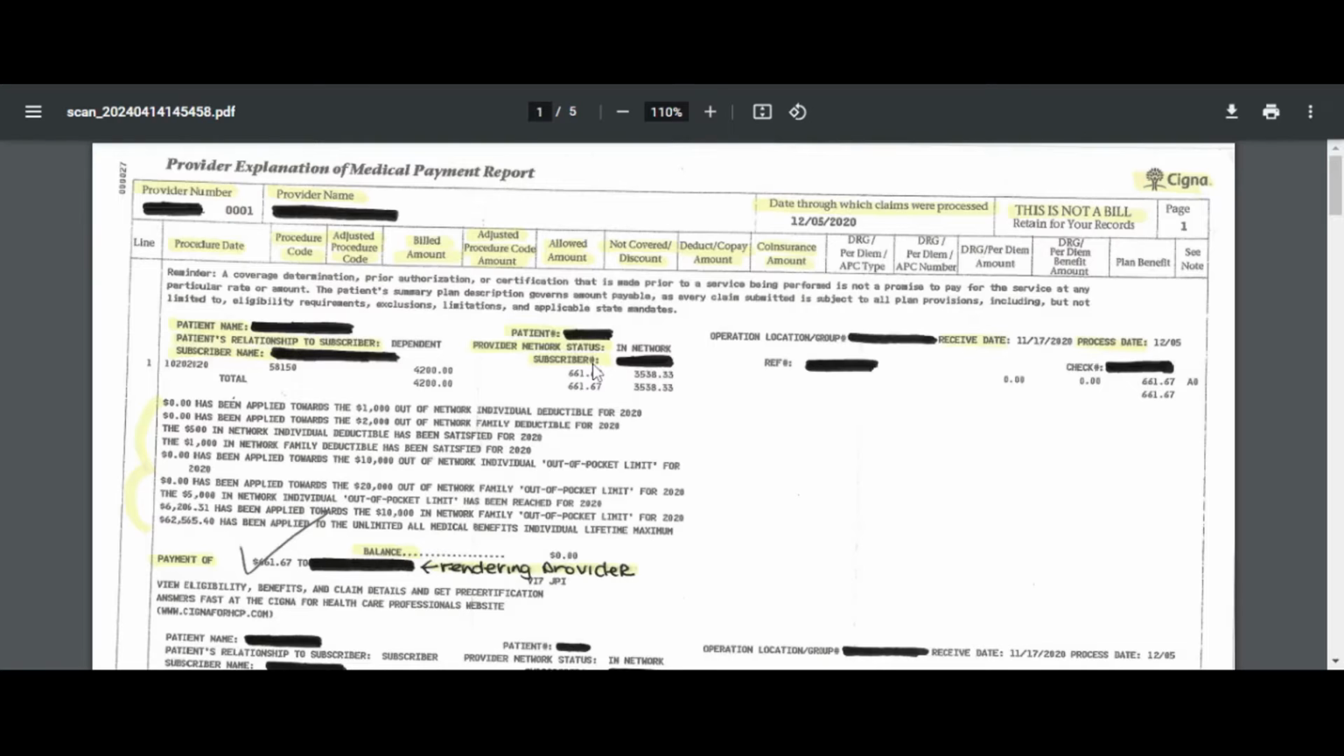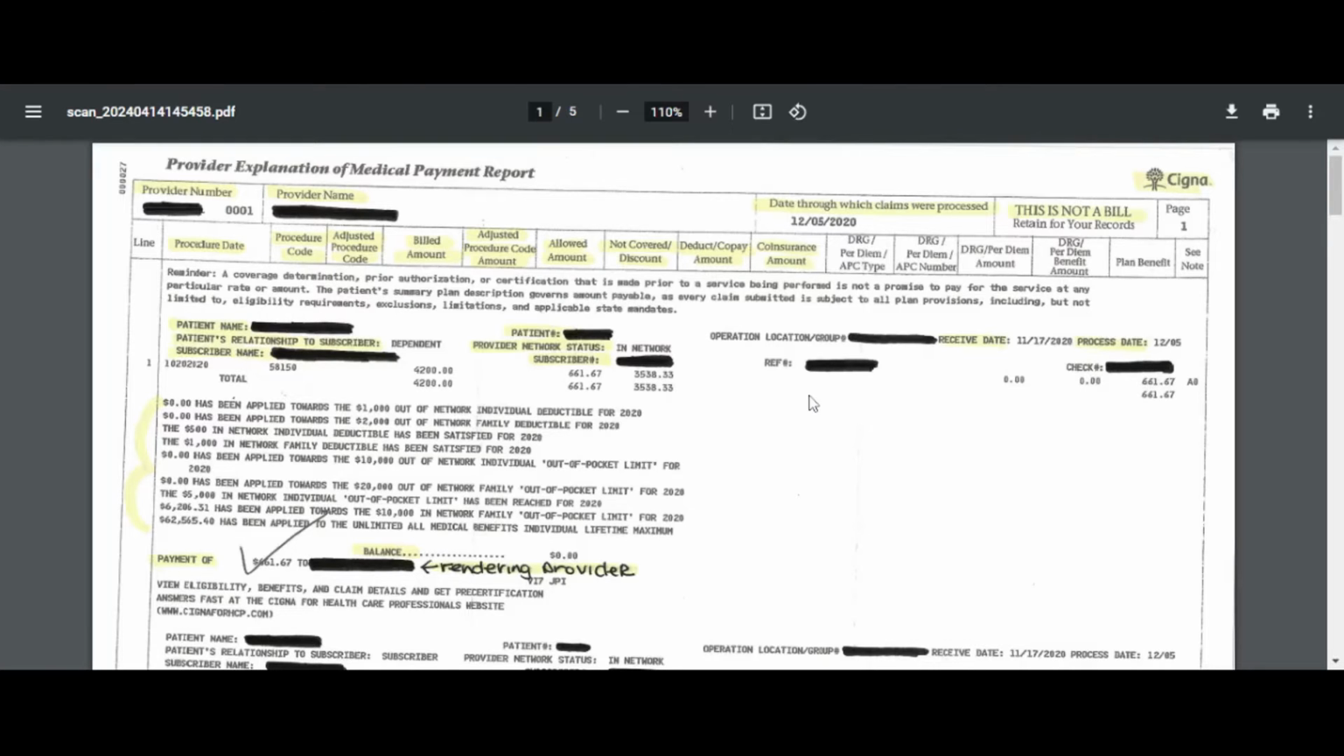So if the subscriber's number is 1234567, then the dependent or the dependents may have the same set of first numbers and maybe a 01, a 02, or some other numbers to distinguish each member on the account. Then we have the receive date and the process date, which I already explained why it is important. You have the reference number, and in this case, the reference number for Cigna's remit is the claim number.